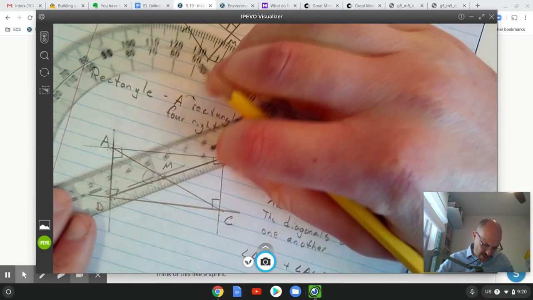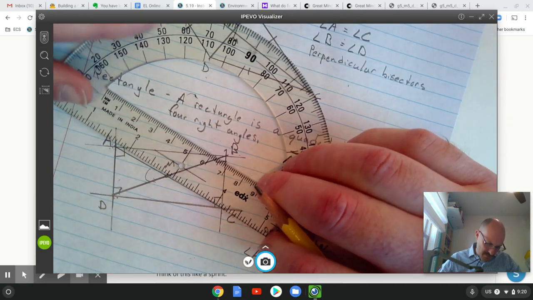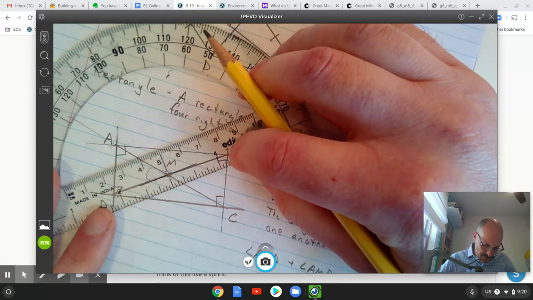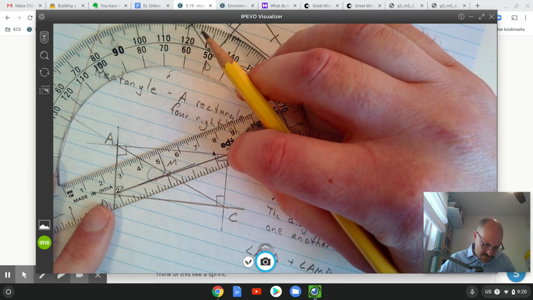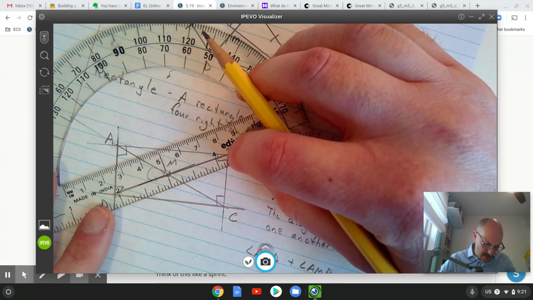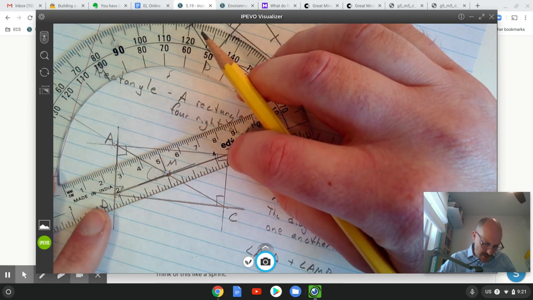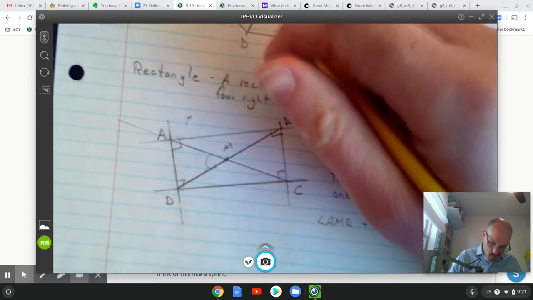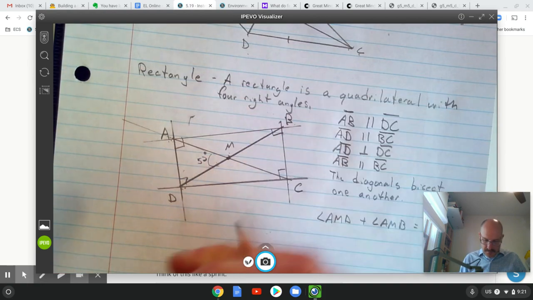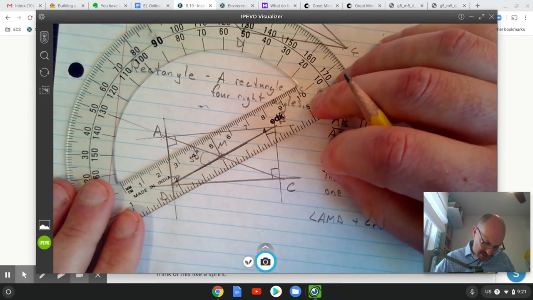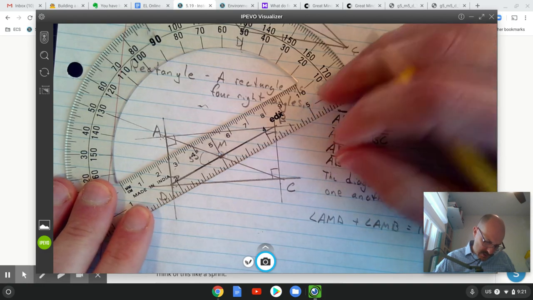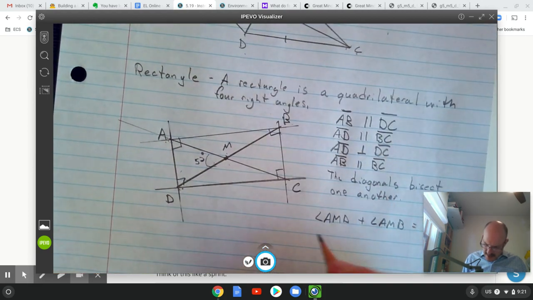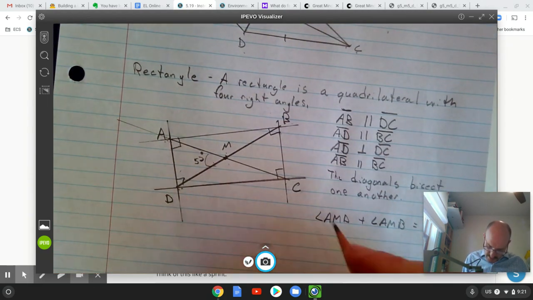And let's just have a quick look here. Let's extend this out. So what is that? That is about, that's an acute angle, less than 90 degrees. 50, 52, something like that. 52 degrees. And we already know that this is going to have to equal this angle AMB. Let's see, so AMD is 52.